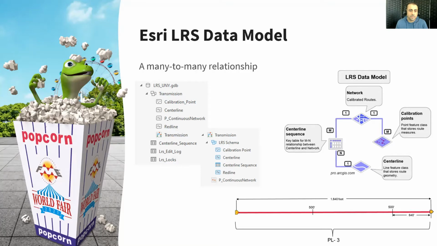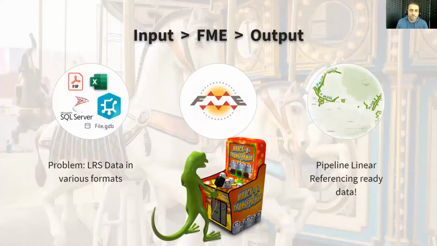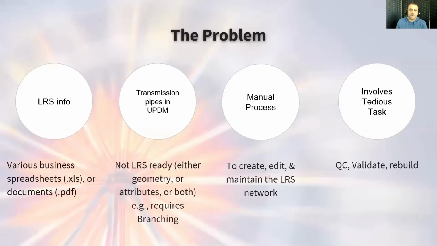So the next will be, as the input is a mix of data formats, the utility network is stored in a SQL Server database. The routes information is in an Excel spreadsheet with the help of referencing PDF documentation, and an intermediate file geodatabase at the end. These are input to the FME workspace that helps to build the final output.